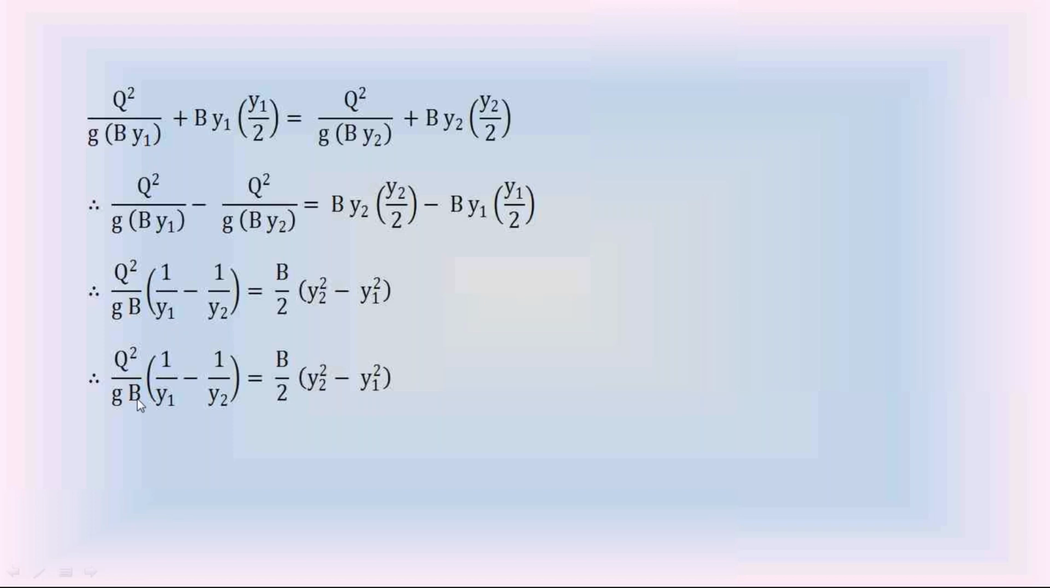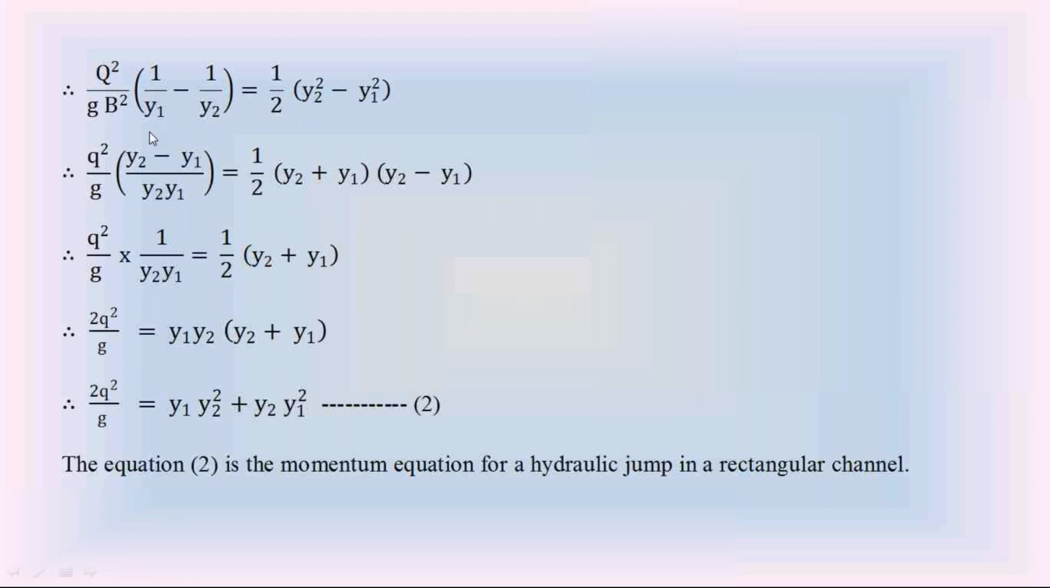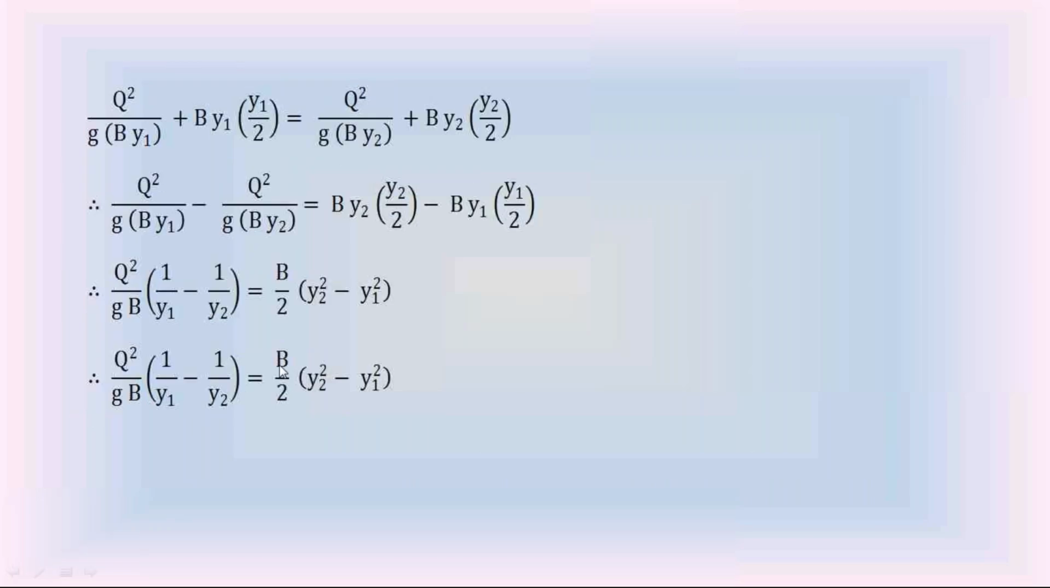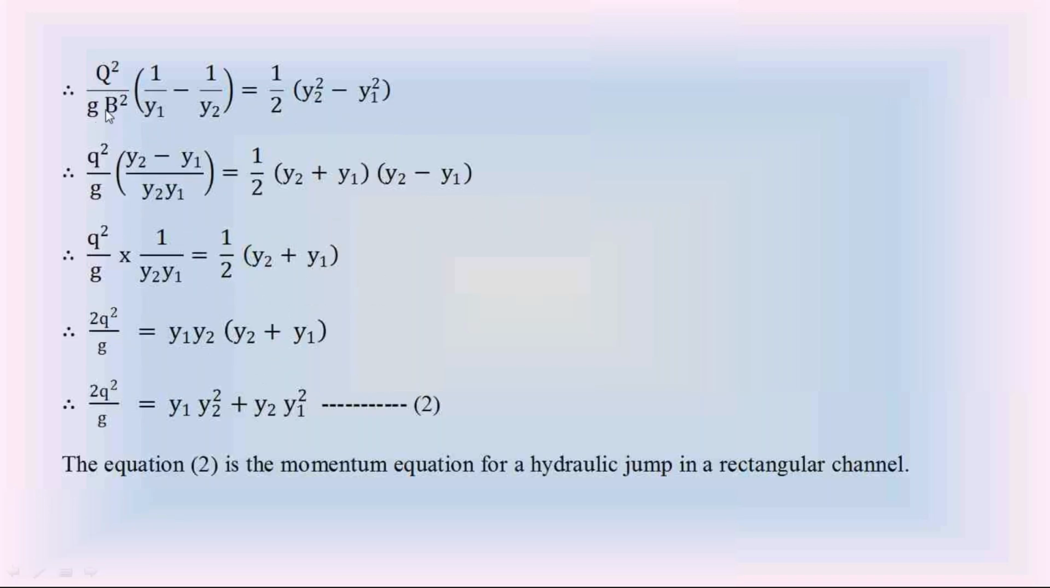So q square by z b square, that is the next equation: q square by z b square into 1 by y1 minus 1 by y2 is equal to half into y2 square minus y1 square. So just modify the previous equation. Bring this b to the left side. After this modification, the equation becomes q square by z b square into 1 by y1 minus 1 by y2 is equal to half into y2 square minus y1 square.